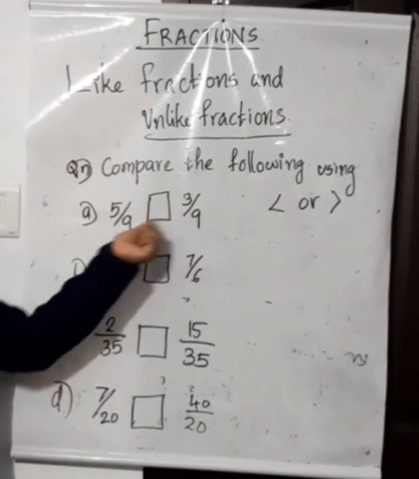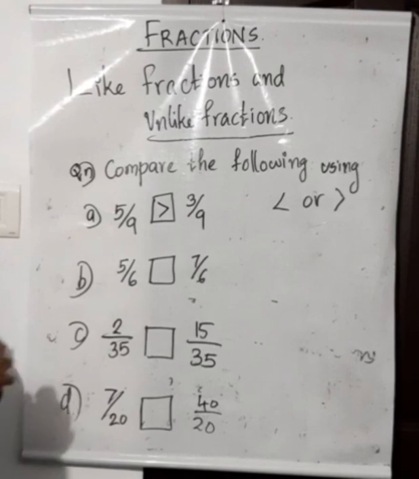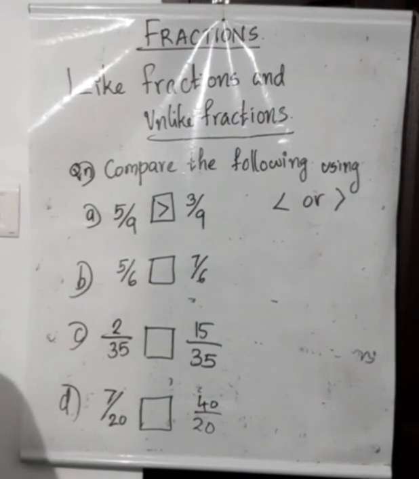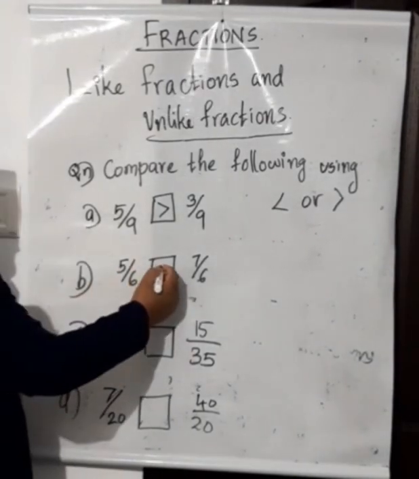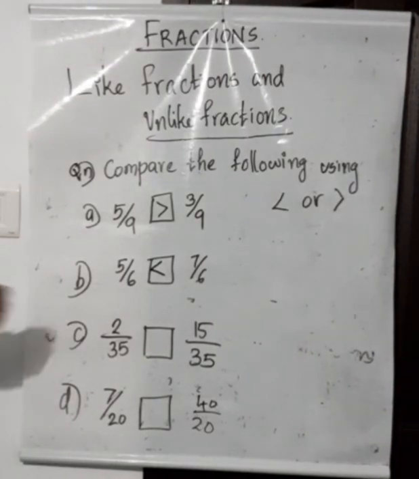So here which one will be greater? Yes, 5 by 9 is greater than 3 by 9, isn't it? Then which one is greater for the second question? 5 by 6 or 7 by 6? 7 by 6 is greater than 5 by 6. So 5 by 6 is smaller than 7 by 6. Then third question, 2 by 35 and 15 by 35. Which is greater? The denominators are same, so we just compare the numerators.